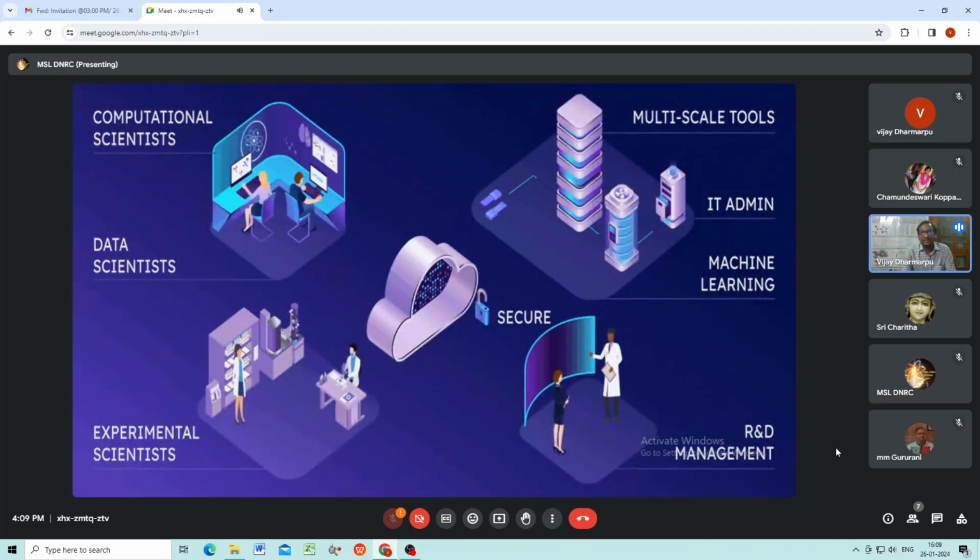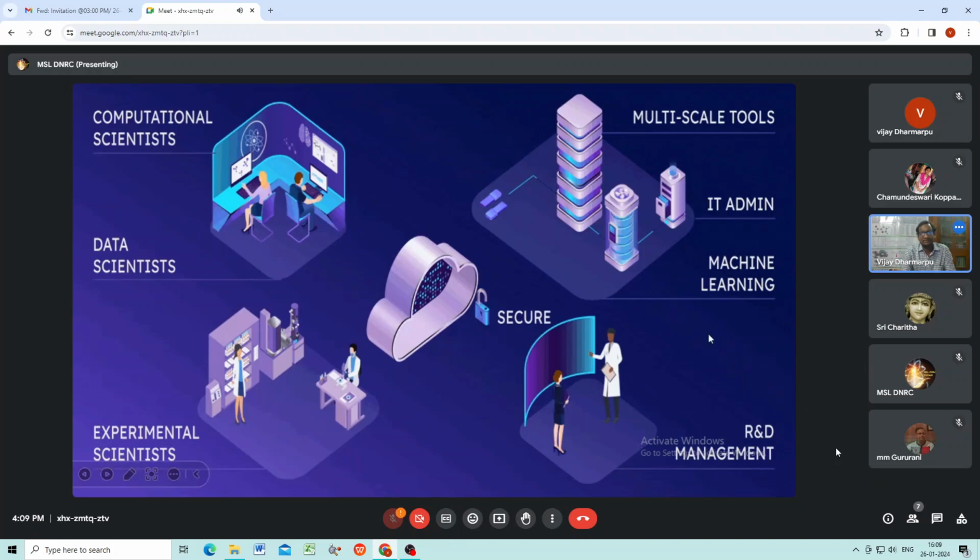So now we go to computational scientist or data scientist or experimental scientist and R&D management and machine learning and many things. Many things are connected to the secure logins. So we need to break the login. Some of the logins are free, some are not free, but we need to care about these things.